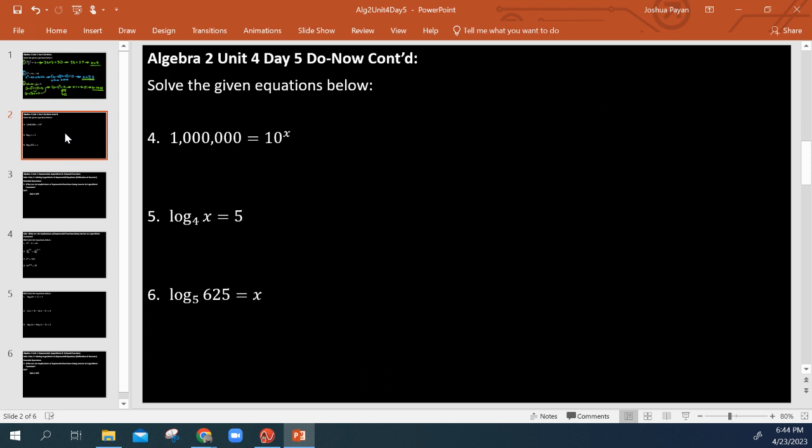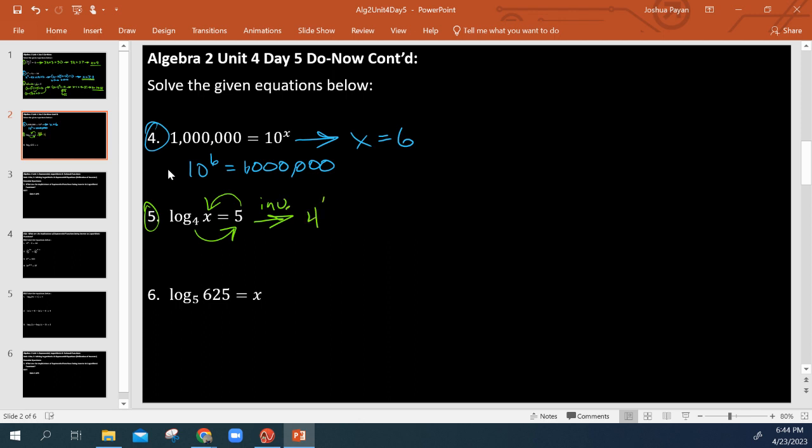Now we've got a little bit newer ones. This guy here, we can solve just using common sense. 10 to what power will give me a million? Well, x is obviously equal to 6 because 10 to the 6th power is a 1 with 6 zeros after it. Simple enough. What about this guy? This guy's not so obvious. We're going to have to rewrite this equation into exponential form. That's relatively easy to do. It just means we're going to say 4 to the 5th power equals x. We're rewriting it in its inverse form.